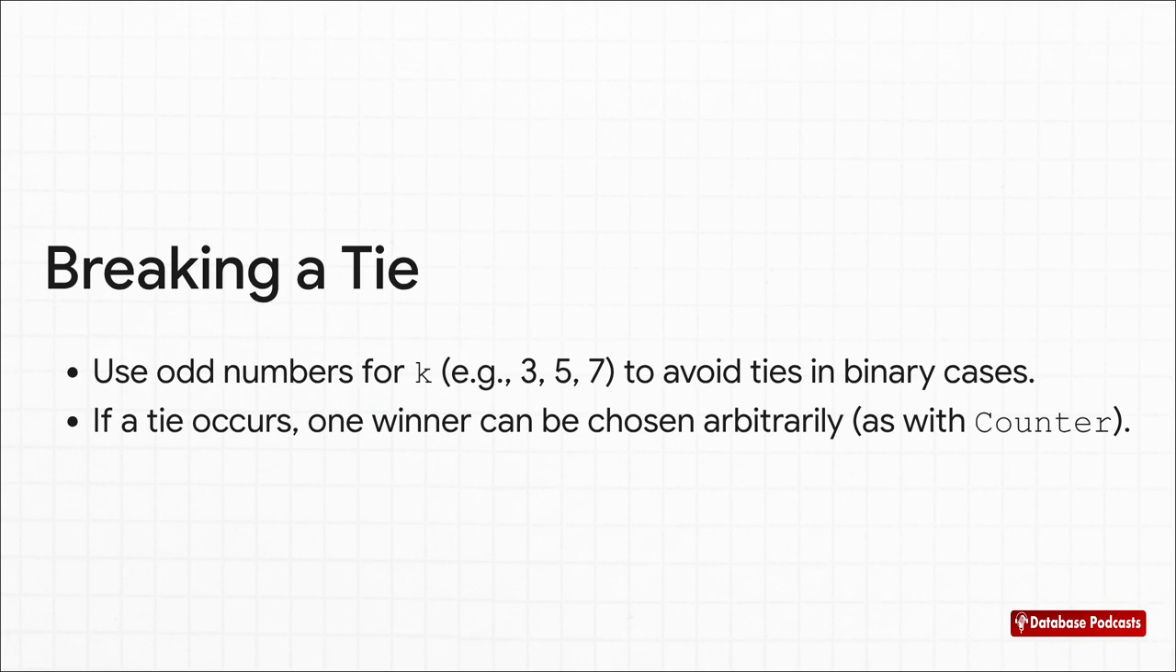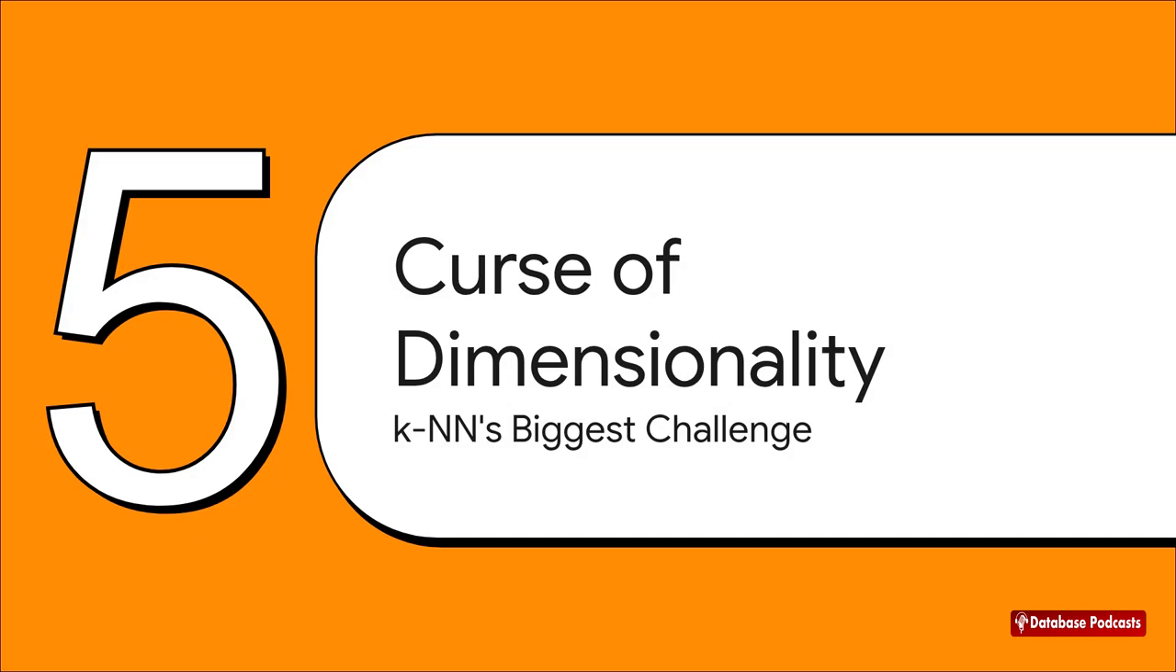For a simple two-way choice, you can usually avoid ties altogether just by picking an odd number for K, like 3, 5, or 7. But if a tie happens anyway, you can just have the algorithm pick a winner at random. Or another neat trick is to just reduce K by 1, so go from 4 to 3, and then check the vote again. So far, KNN is looking pretty good.